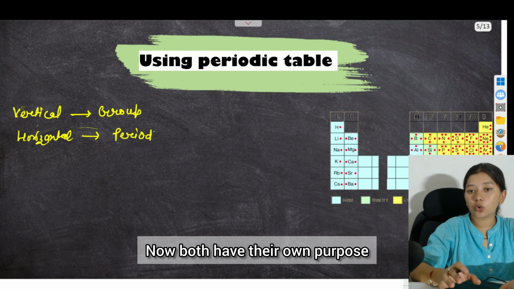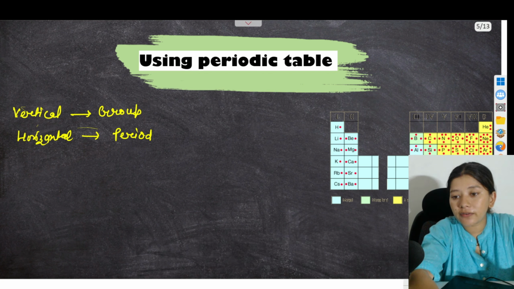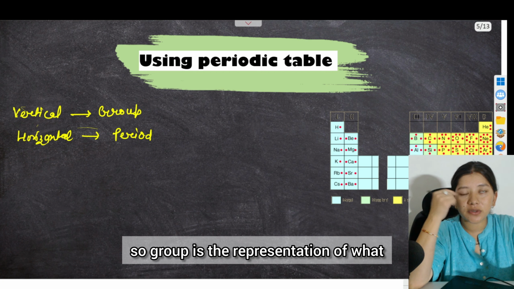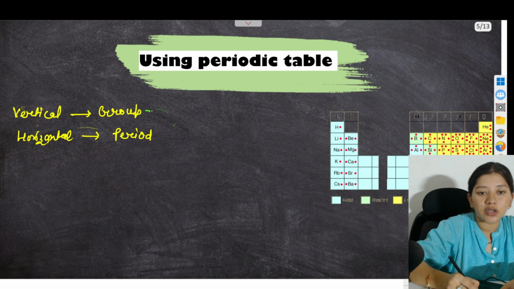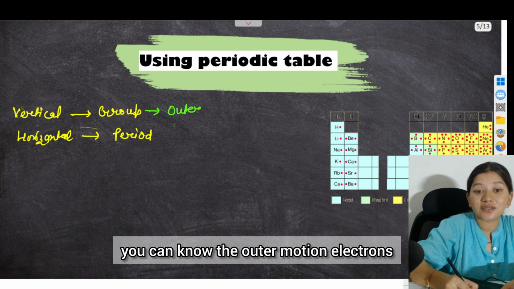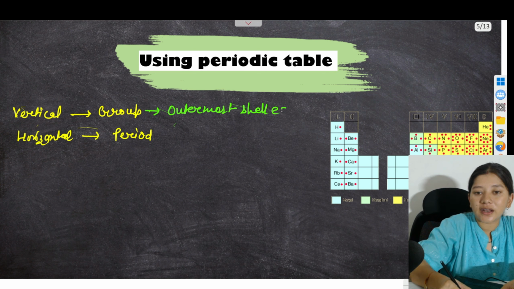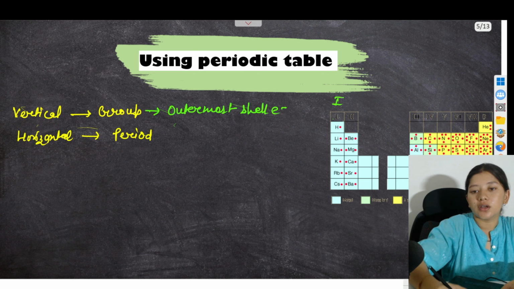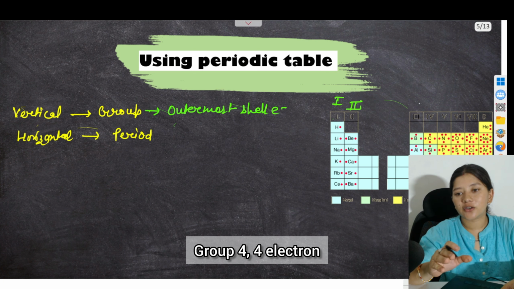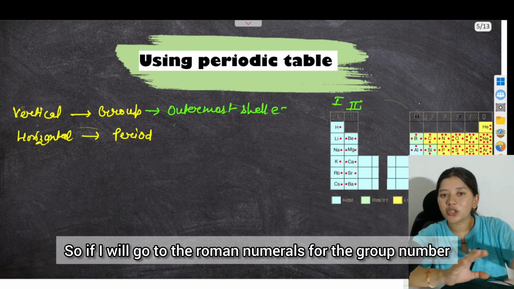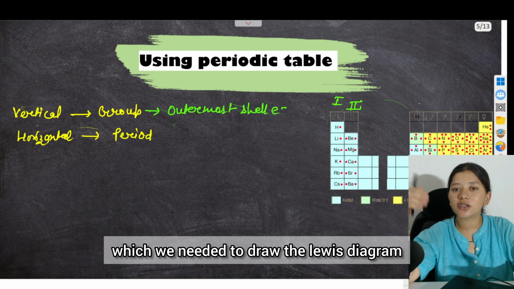Both have their own purpose. If I want to draw the groups, what do we know from the group? From any group you can choose, you can know the outermost shell electrons, isn't it? That's what we want. If I say group 1, it has 1 electron. Group 2, 2 electrons. Group 3, 3 electrons. Group 4, 4 electrons. So the Roman numeral for the group number actually represents the outermost shell electrons which we need to draw the Lewis diagram.